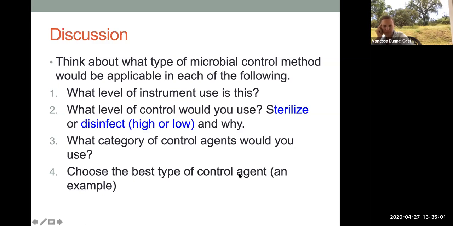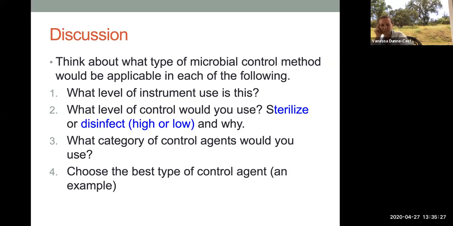So as an example, if you chose the category of chemical control, then you would go through your whole list of chemical agents and choose the one that would be the most appropriate depending upon the instrument level and the mode of action and the accessibility, affordability, all those other considerations we had talked about before. So there are wrong answers, or answers that would not be the best choices.